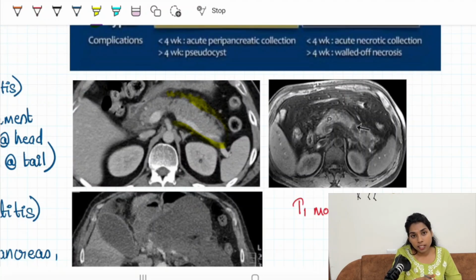So even if the ultrasound is negative and CT is not showing features of pancreatitis, if clinically the suspicion of pancreatitis is very high, always go ahead and do an MRI. In that, the T1 is the most important sequence. If you see the loss of fat on a T1 sequence, you can call it an acute pancreatitis.